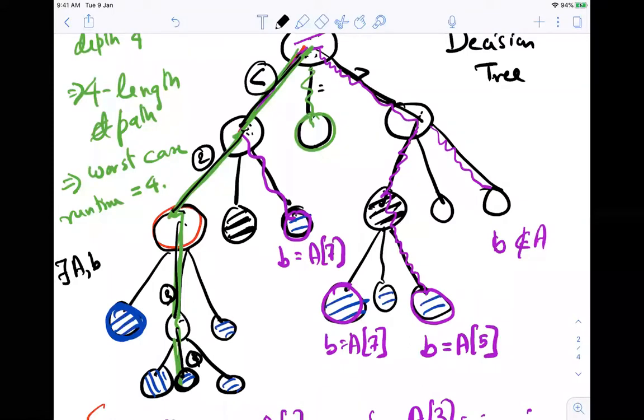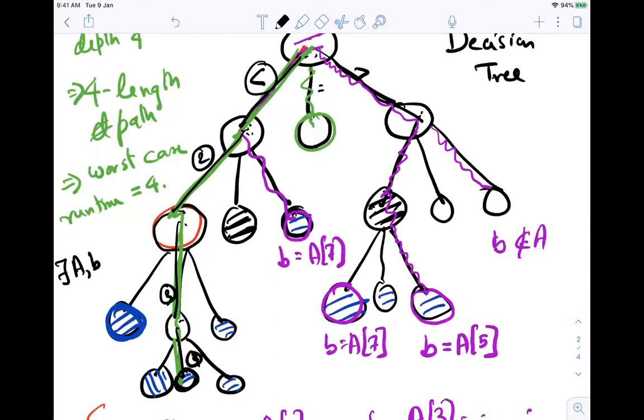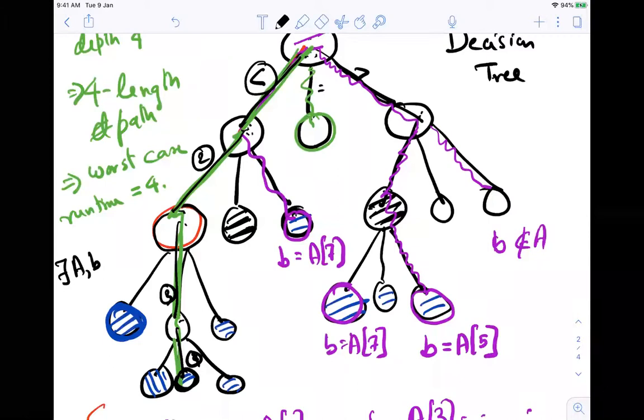Sir, the decision tree is for a particular algorithm, right? Yes. So how did you conclude that log n plus 1 is the worst case runtime of any algorithm? So that's what, if given any algorithm, I say that your worst case runtime has to be more than log n plus 1, then what does it mean? That means that log n plus 1 is the worst case runtime of any algorithm. But how do you prove that there does not exist any algorithm? So this is what it proves.